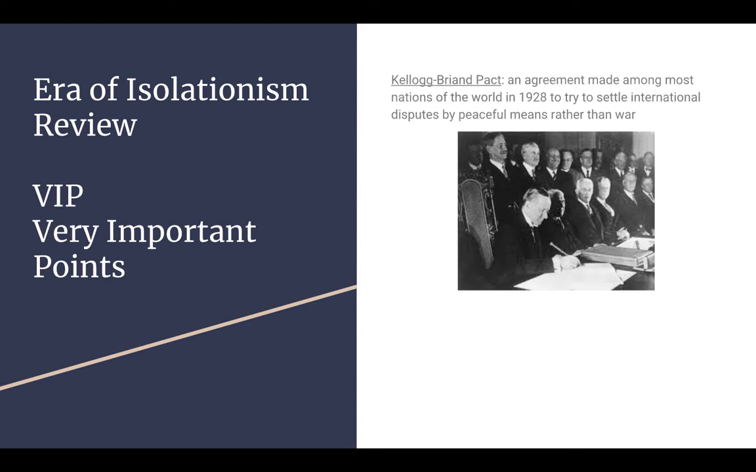So next we need to talk about the Kellogg-Briand Pact. This was an agreement made among most nations of the world in 1928 to try to settle international disputes by peaceful means rather than war. This was signed in Paris. It was essentially an agreement to outlaw war.